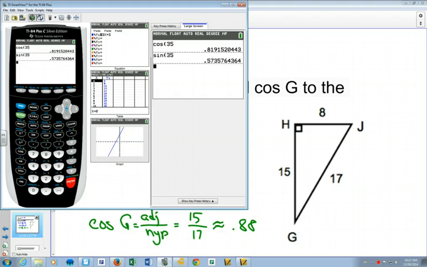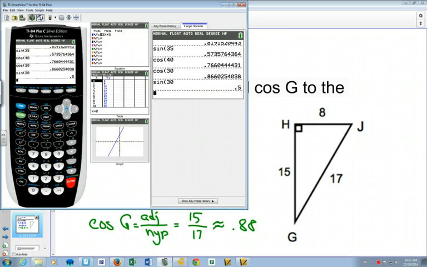So let's try another number. You want to go higher or lower? Higher? So we'll try 40. See if we get closer or not. Cos of 40. We get further away. Let's try cos of 30. Ooh, we're getting closer. Try sine of 30. Sine of 30 is exactly 0.5. So we're pretty close already at 30. Maybe a little bit more. Try 29. 0.87. We're getting closer.